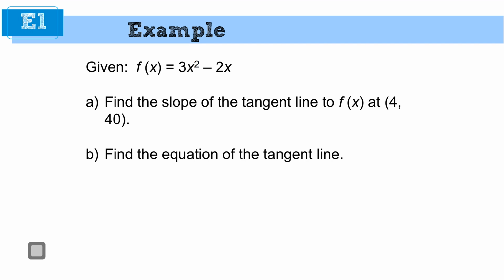There are an infinite number of points on that parabola. What we want to know is what is the slope of the tangent line at a particular point, 4, 40. How do we know that point is on the graph? If you plug in 4, you're going to get 40.